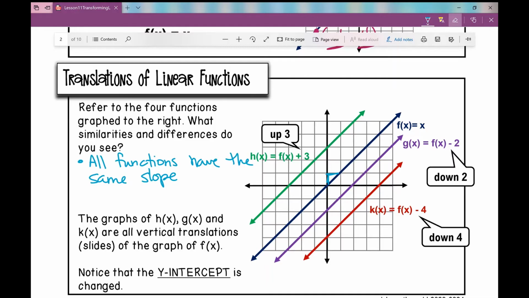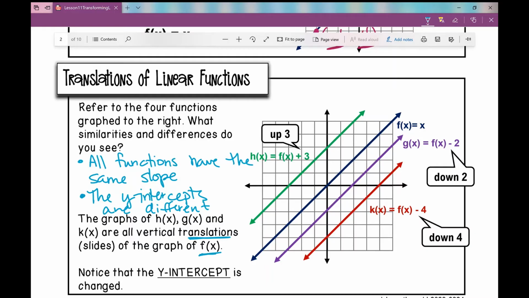But what do we notice that's different? The y-intercepts. So the y-intercepts are different. So the graphs of h of x, g of x, and k of x are all vertical translations of the graph of f of x.